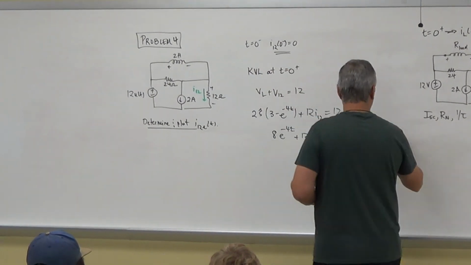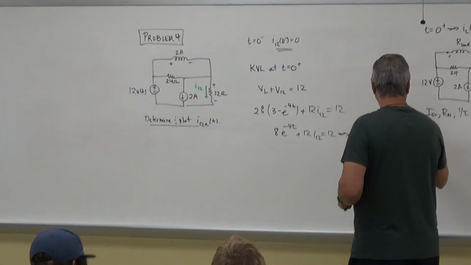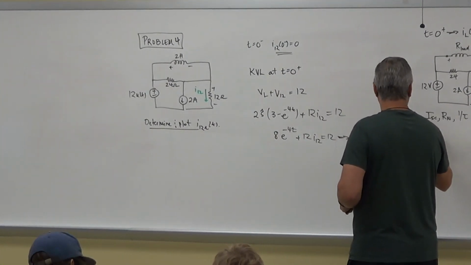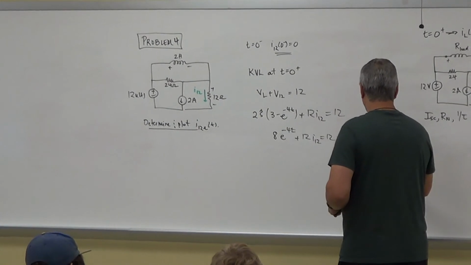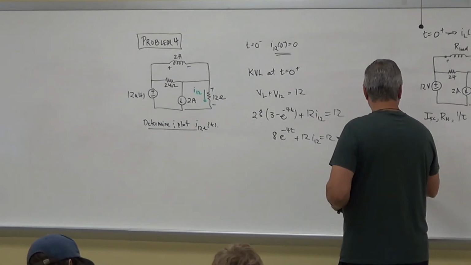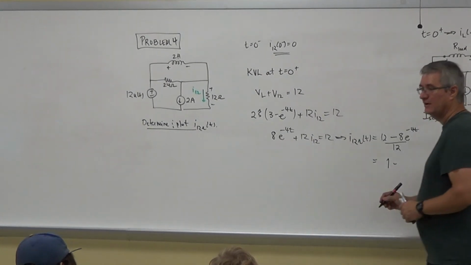So then I'm going to get 12 minus 8 e to the minus 4t divided by 12, which will give me 1 minus 2/3 e to the minus 4t.